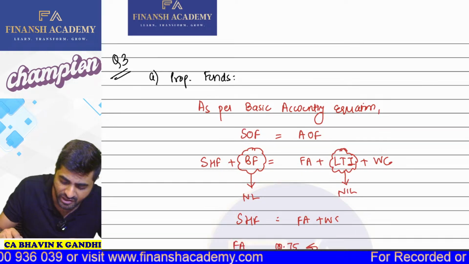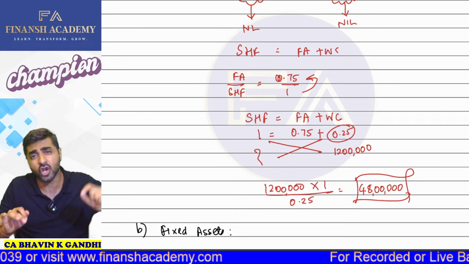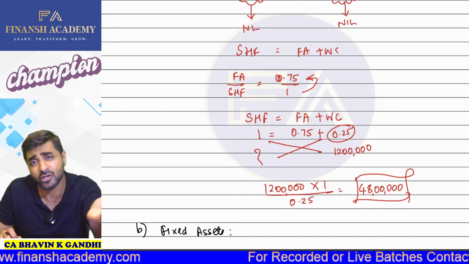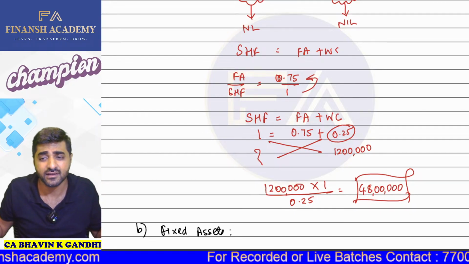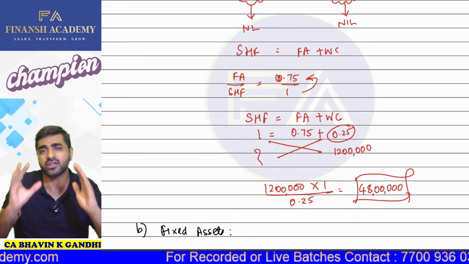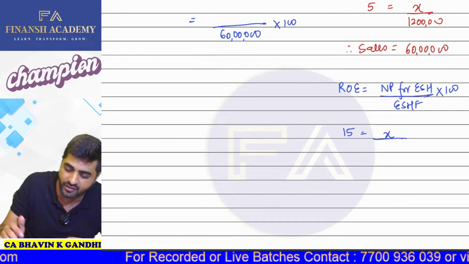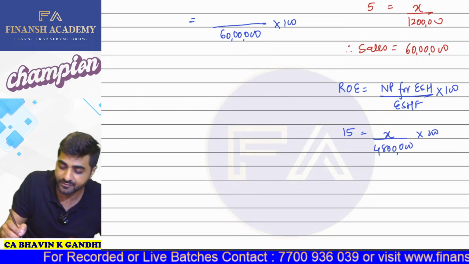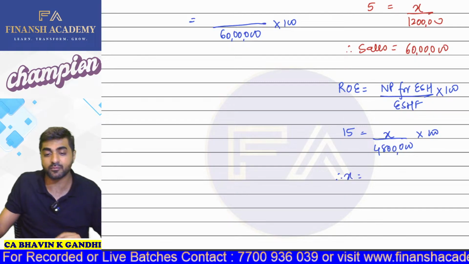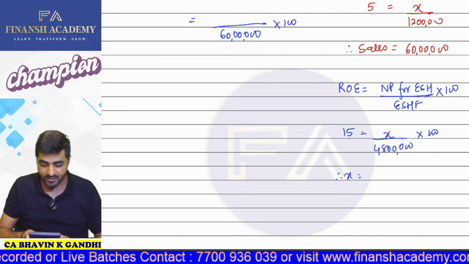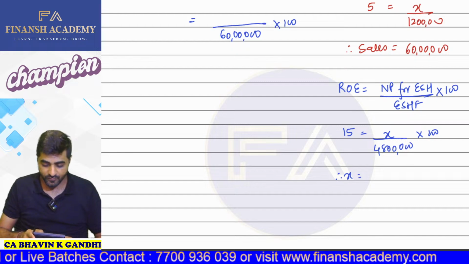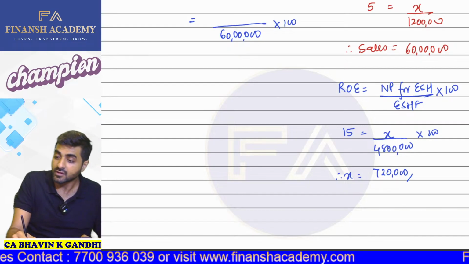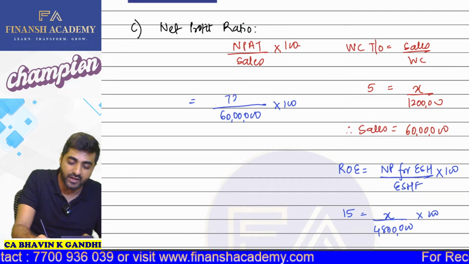Do you have that shareholders funds amount available? Yes, sir. So this 48 lakh rupees is nothing but your equity shareholders funds, because there are no preference shares. All the shareholders are equity shareholders. So I can write down here 48 lakhs and multiply that by 15, divide that by 100. This will give me net profits for equity shareholders, so that will be 7 lakh 20,000.